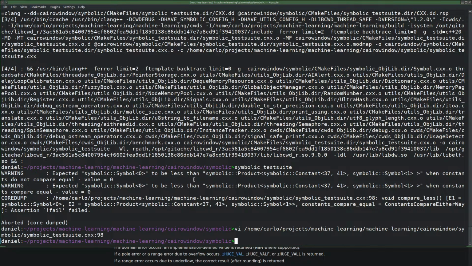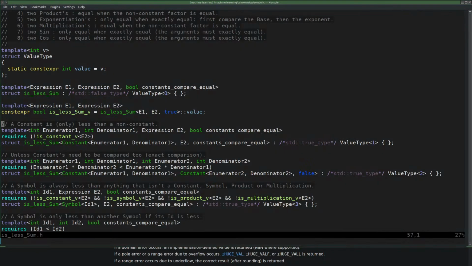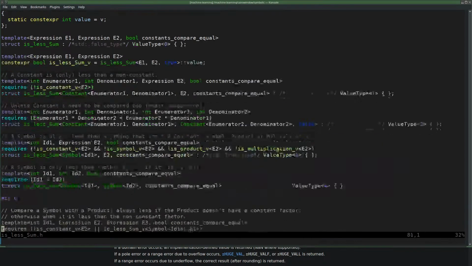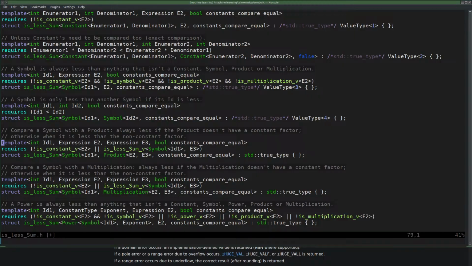So apparently what is missing, or what is going wrong, is comparing a symbol with a product that is constant, and so on. Yeah, let's see, I commented out a lot of stuff, so that could be a reason. Just saying. Yeah, there it is. Symbol comparing with a product. I'll just start with not commenting that out.